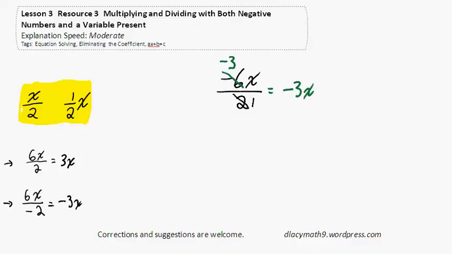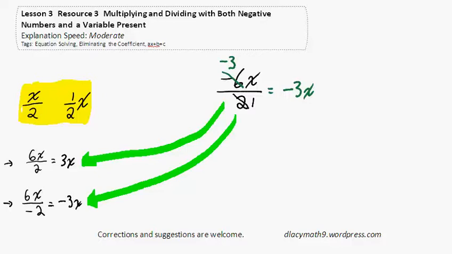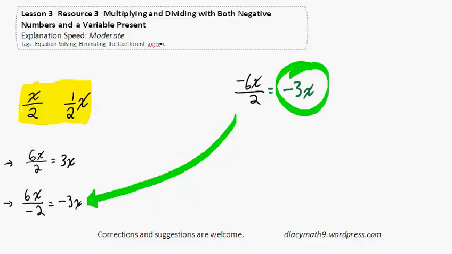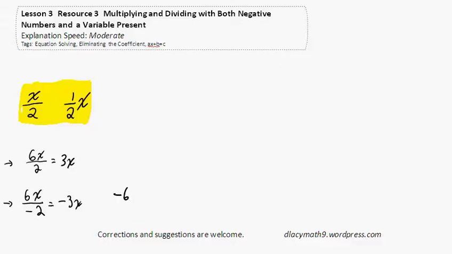Have a look. Which of these two is it equal to? Well, that's pretty important. Since it's equal to negative 3x, we can conclude the following: that negative 6x divided by positive 2 is absolutely the same thing as positive 6x divided by negative 2. They're both equal to negative 3x.